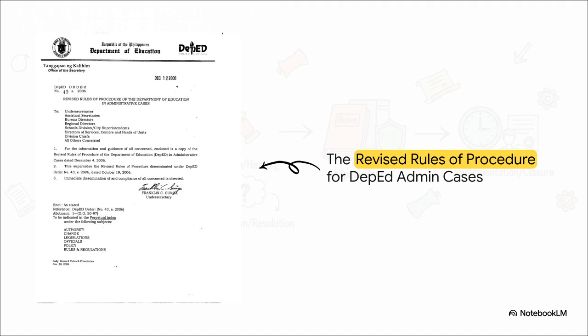Our absolute cornerstone today is DepEd Order No. 49, Series of 2006. This is the official document, the ultimate rulebook dictating the revised rules of procedure in administrative cases. Literally every timeline and rule we cover today comes straight from this source.